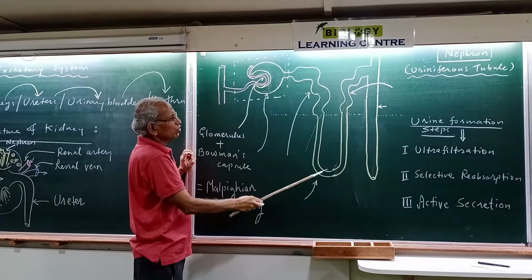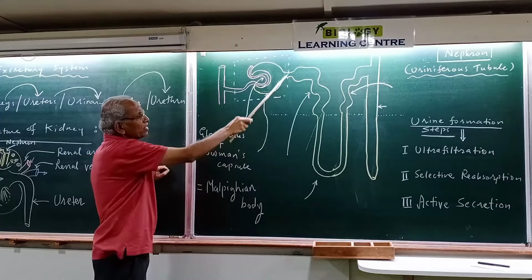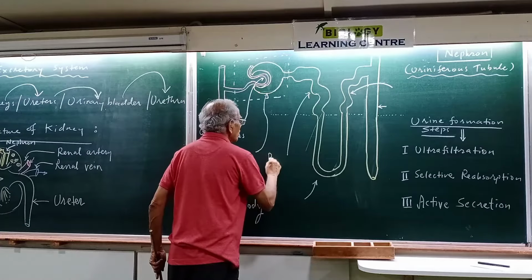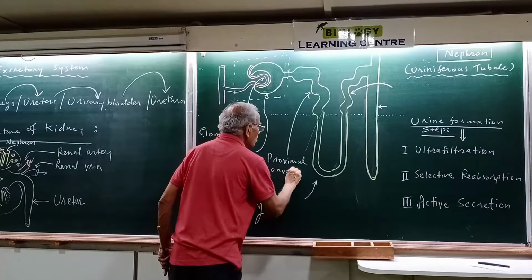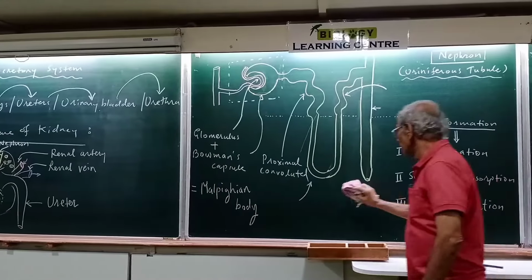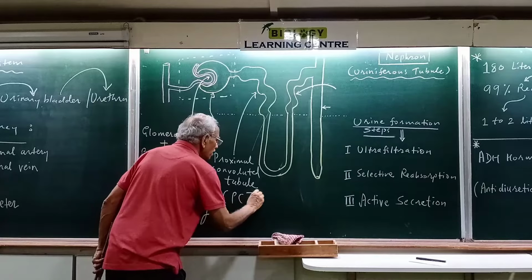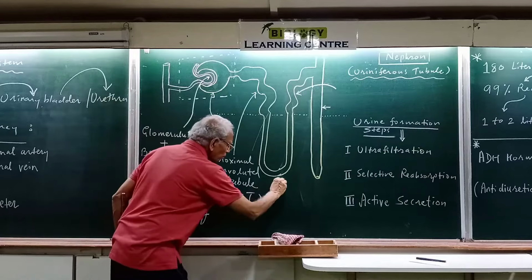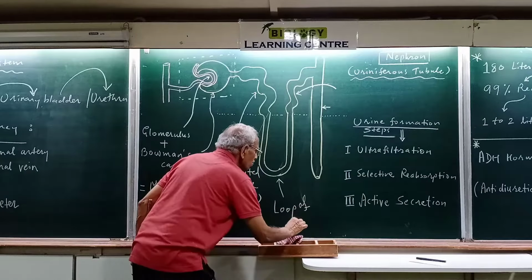From here a long tube begins, and the part that is immediately after the Malpighian body, that part of the tubule is coiled and usually it is called proximal convoluted tubule, abbreviated as PCT. Convoluted means coil. Then there is a loop-like structure known as loop of Henle. Again, Henle is a histologist.